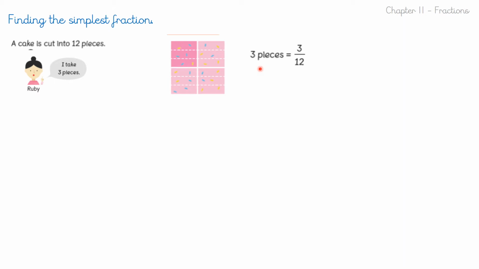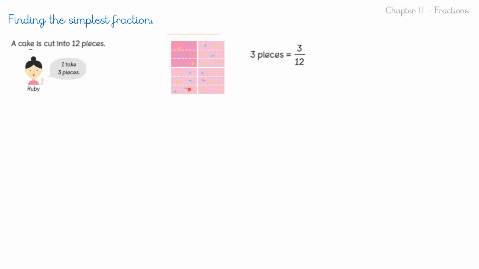So what we could do is group these 3 pieces, because our numerator is telling us that she takes 3 pieces of cake. We could group them into one part. So this will become one part, this will become another part, 2, 3, and 4. So our denominator won't be 12 any longer, it will become 4. So if there are 4 parts in total, Ruby takes 1 out of 4.